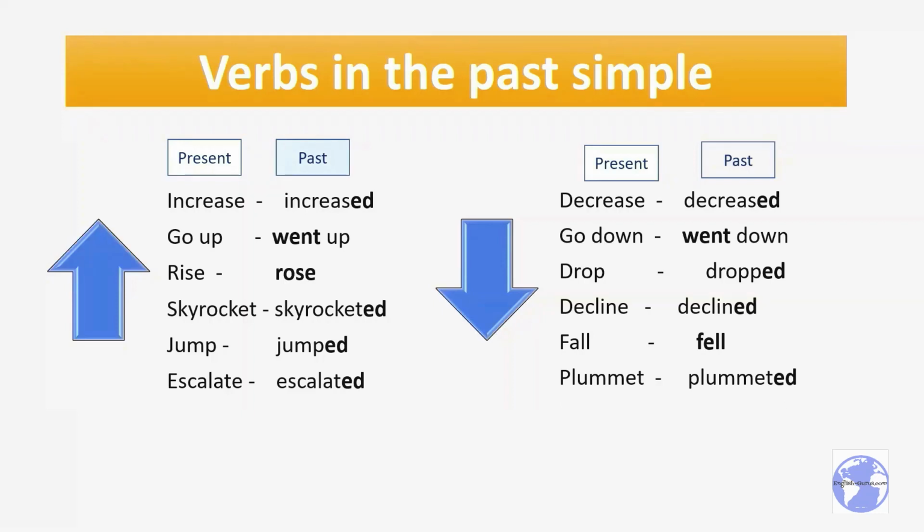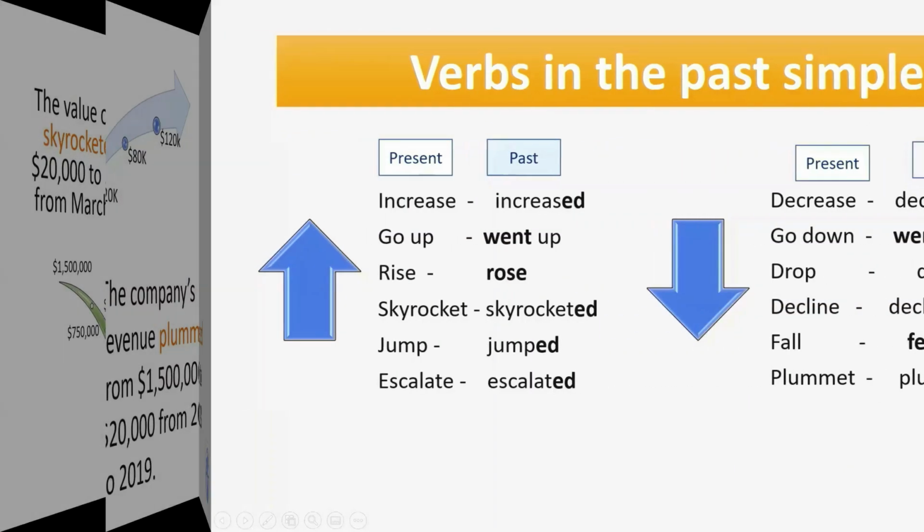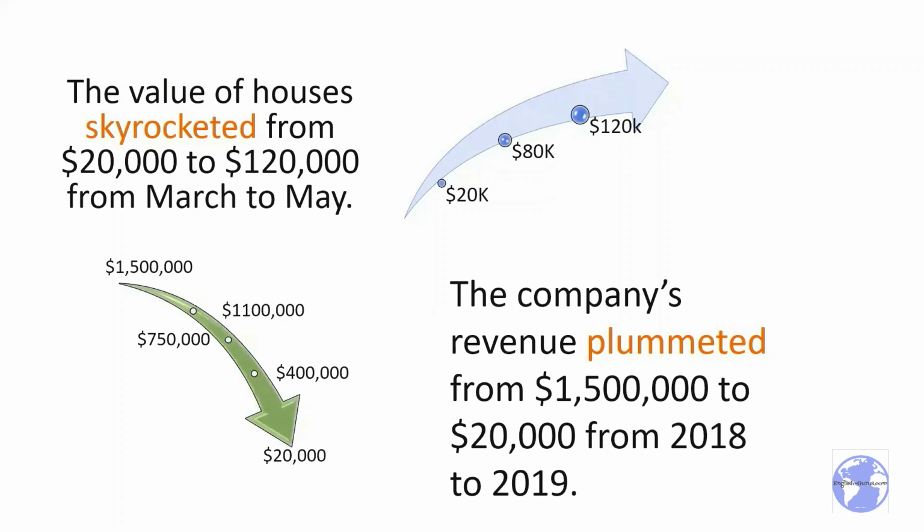So the verb increase becomes increased, just add ed, and decrease becomes decreased, add ed. And of course, be careful of your irregulars. Go up, went up. Rise, rose. Skyrocket is regular, skyrocketed. Jump, jumped, escalate, escalated. Those are regular. And so just be careful again that you're using the correct ed form or the irregular past. Right? So skyrocket is a good word. It means to jump very quickly and strongly.